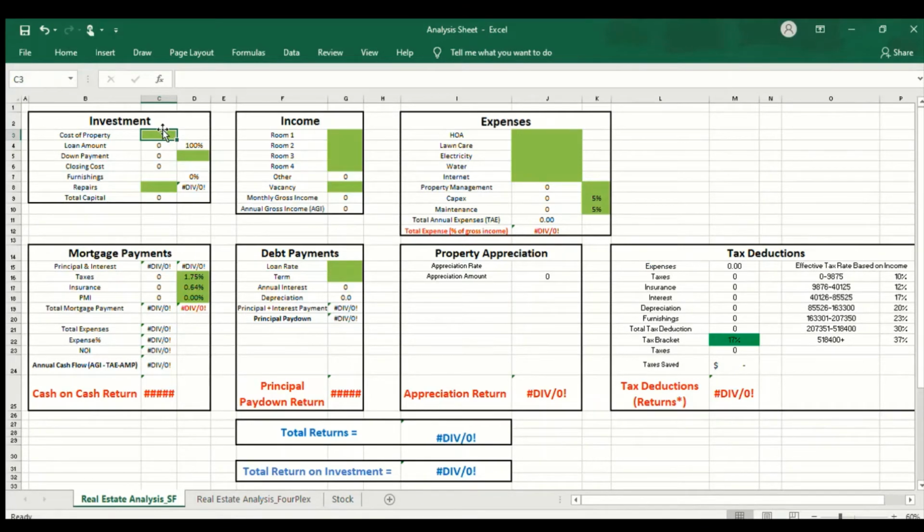All right, so we're back to the spreadsheet. Now that we know the cost of the property, we can put it down here. So that was $220,000.